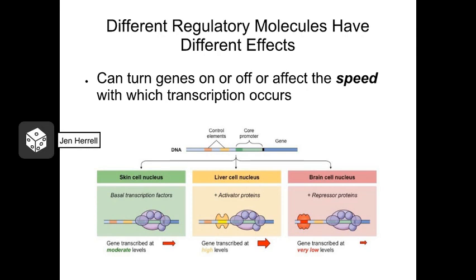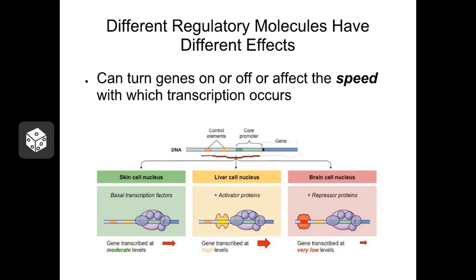The binding of regulatory molecules to control elements can also control the speed with which certain genes are transcribed and used. For instance, here we have 3 different kinds of cells. We've got brain cells, liver cells, and skin cells. Within the DNA of those cells, there's this particular gene for a particular protein product. Now, since all of these cells have exactly the same DNA, they are going to carry the exact same copy of that gene, and they're going to contain the same control elements for that gene.